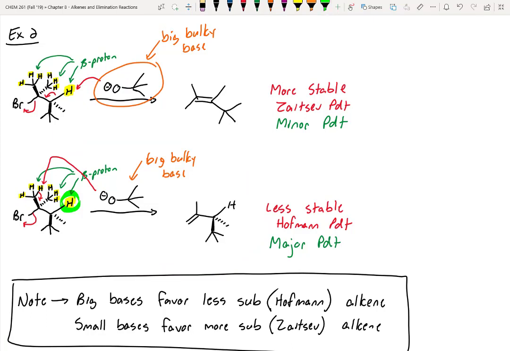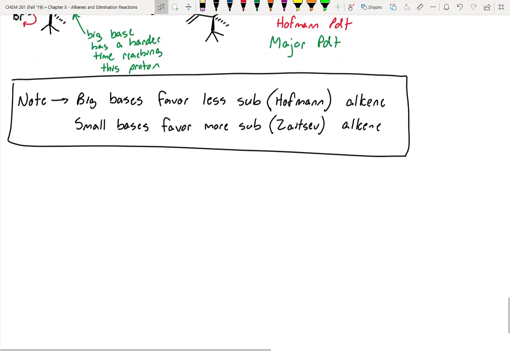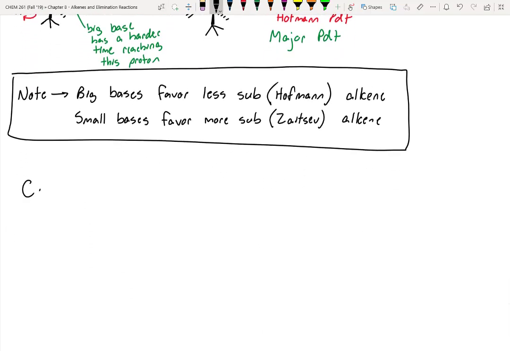So let's make a note here too. Down here, a big base has a harder time reaching this proton. All right, so now let's make a list of common bases. Common large bases.